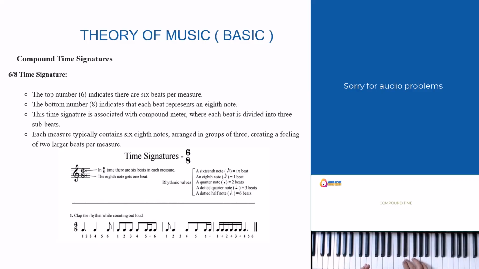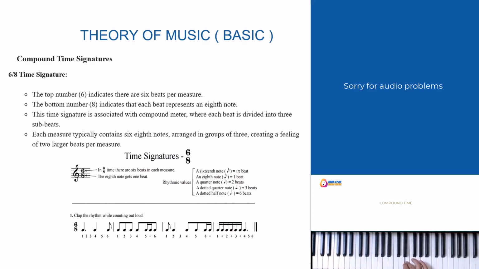1, 2, 3, 4, 5, 6. That's it. Bar number 2: 1, 2, 3, 4, 5 and 6. Again 1, 2, 3, 4, 5 and 6. So 1 is a quaver, 2 is a quaver, 3 is a quaver, 4 is a quaver, 5 is a semiquaver, 6 is a quaver.